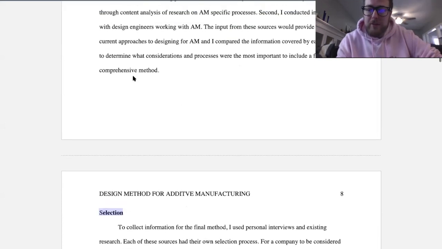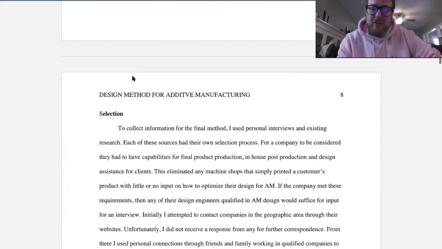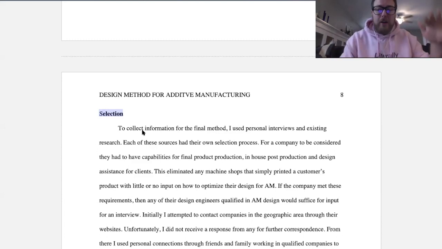Obviously, this person is doing content analysis and interviews, right? But if you're doing just straight up content analysis, right, it may be important for you to talk about what was your criteria that you applied to the information you were looking at. How did you sift out the information? How did you sort it? How did you categorize it? And how did you eventually evaluate or weigh it out?